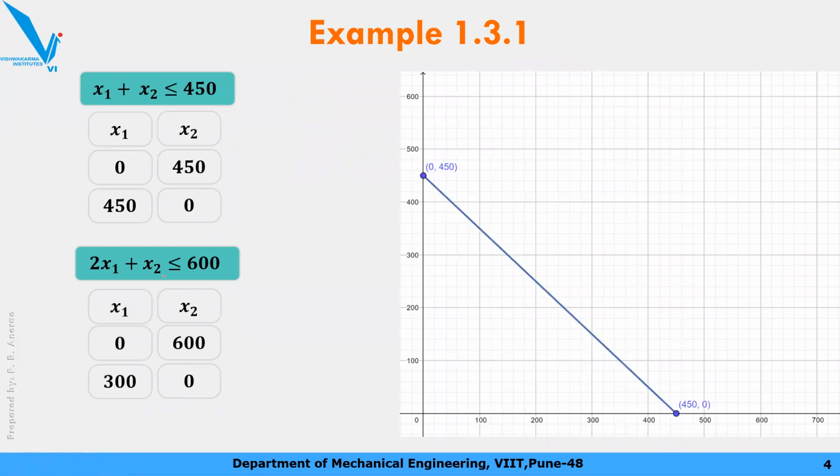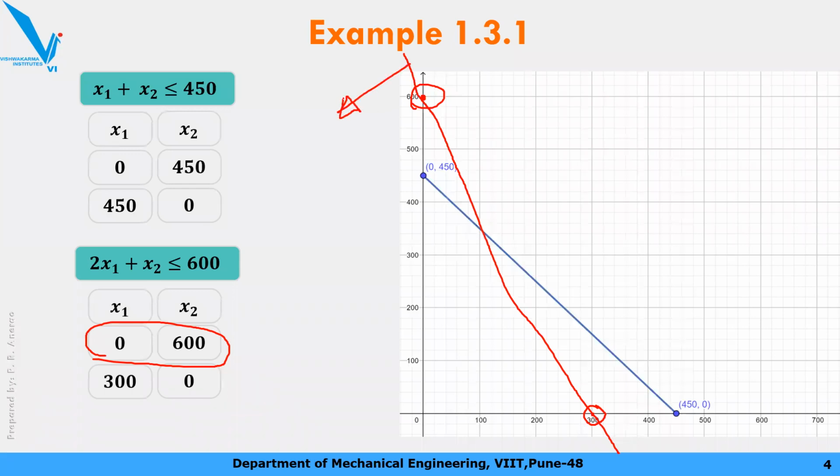Next, we'll take the next constraint, 0, 600. So 0, 600, first point. Second point, 300, 0. So 300 is here. This is your second point. Draw a line through these 2 points. Okay. Now look at the inequality condition. Less than है. Less than मतलब towards origin. So आपका feasible region जो होगा वो इसके नीचे होगा. Right?